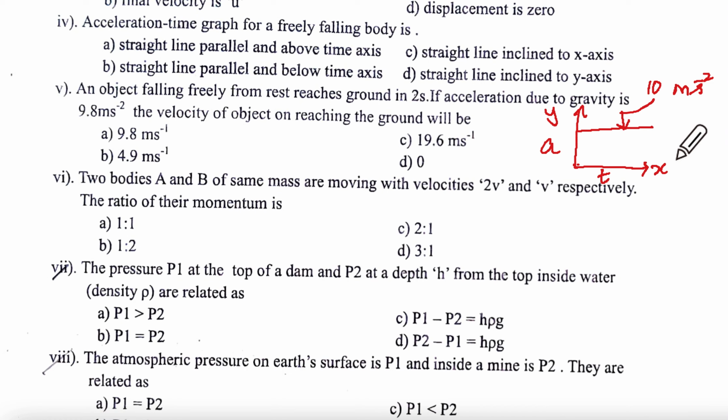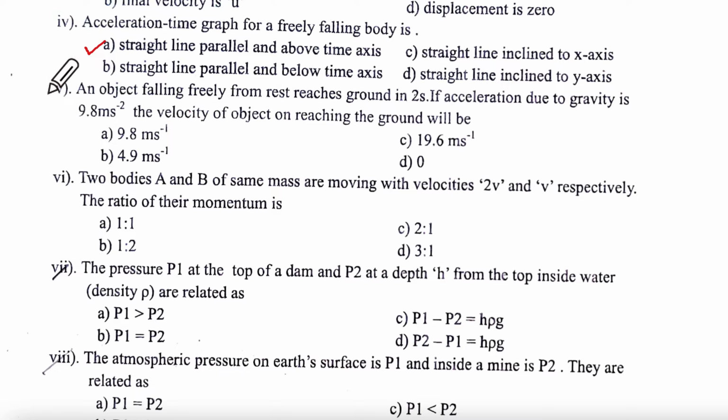Yes, ma'am. So will it be straight line parallel and above x-axis? Yes. Straight line inclined? No. Inclined means acceleration is increasing. We have g remaining 10 meter per second square, straight line parallel, and below this one means it will be retardation, correct? This one will be minus 10. So not this one. Straight line inclined to y-axis? No. So correct option is which one? Parallel and above. Understanding how to think.